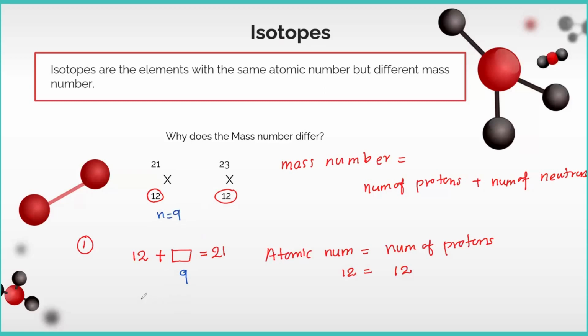Whereas for the second element, if the mass number is 23, it has to be 11. So yes, the number of neutrons here is 11. So isotopes are the elements with the same atomic number but different mass number, and the reason for the different mass number here is the different number of neutrons.